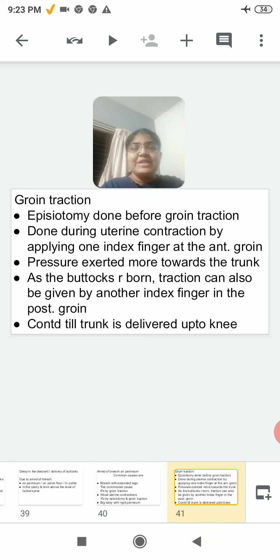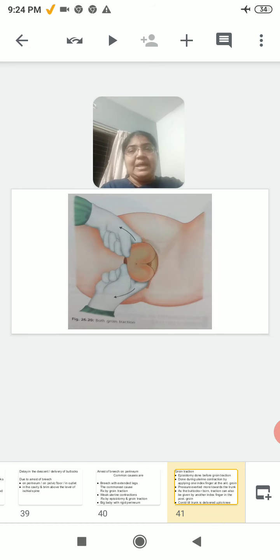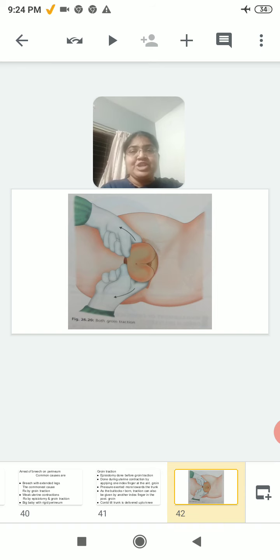Now let's see what groin traction is. Traction means a pull. You have to pull the groins. Episiotomy is done before groin traction. During uterine contraction, it is done by applying one index finger at the anterior groin, with pressure exerted more towards the trunk. As the buttocks are born, traction can also be given by another index finger in the posterior groin. The pressure is continued till the trunk is delivered up to the knee. This is the groin traction done by both index fingers.